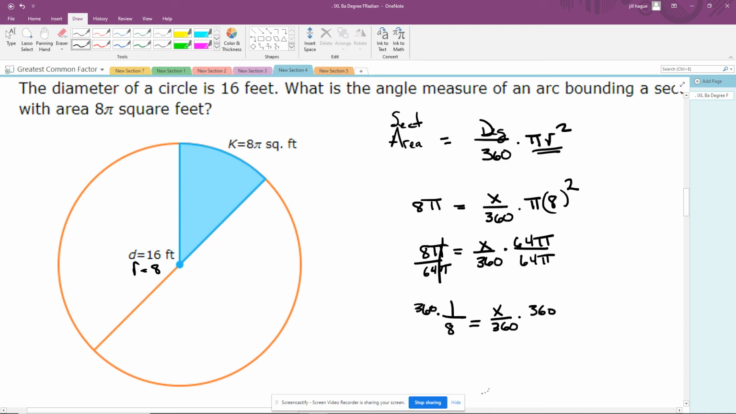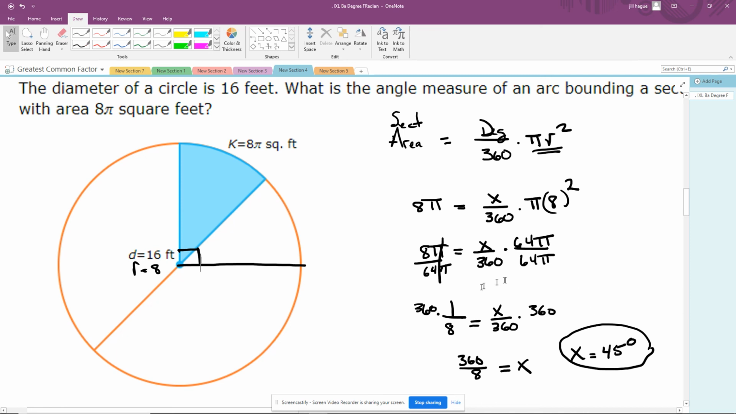You could do this in one step if you wanted to, and you'd end up with 360 over 8 is equal to x. Then you just divide that out, and you know the answer is 45. I'll write it over here: 45 degrees. Then just go back and make sure your answer makes sense. If you come back here to your circle, I know that's 90 right here, and that looks like it's about half of 90, which is 45. So you'd be suspecting that your answer would come out pretty close to that.